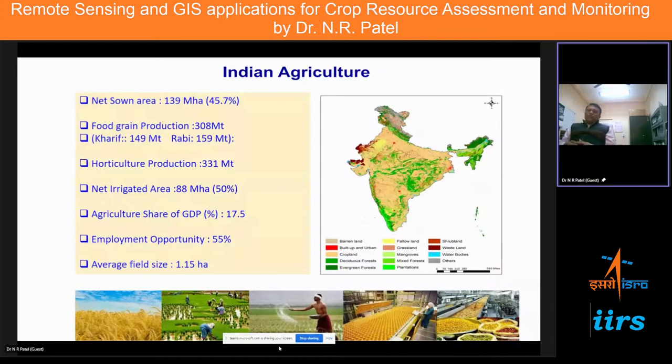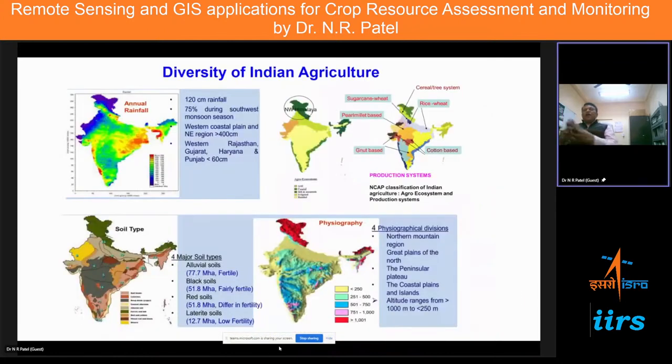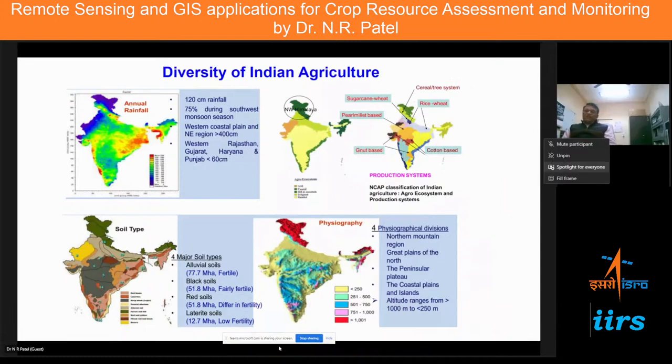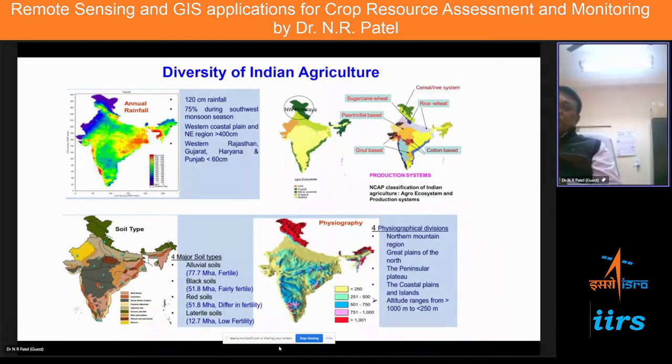But the basic problem in Indian agriculture with respect to monitoring of resources is mainly the small field size. Small field size means less than around 1 hectare. Now, why is Indian agriculture challenging? Because there is large diversity of resources, large diversity in terms of geographical setting with respect to climatic design, soil types and physiography, as well as cropping system practiced.